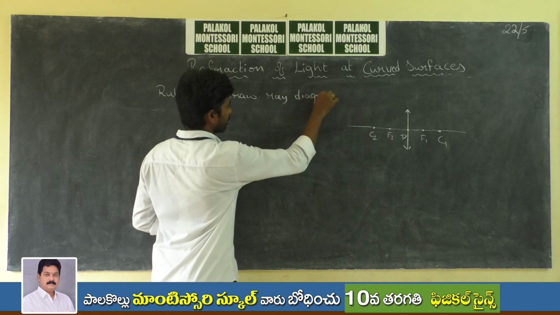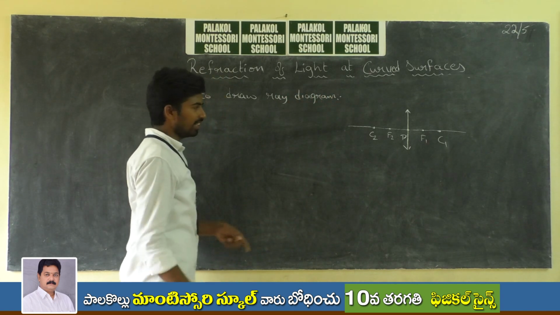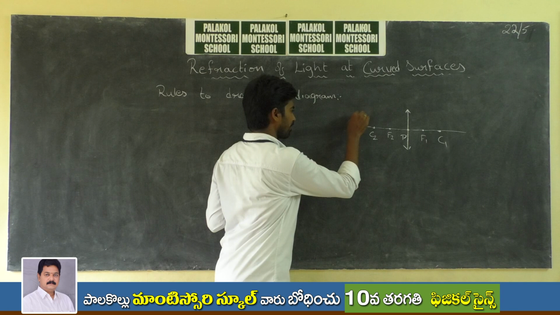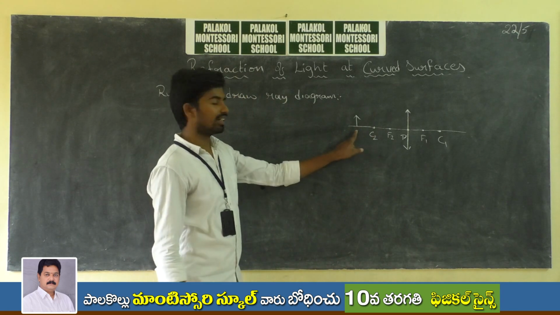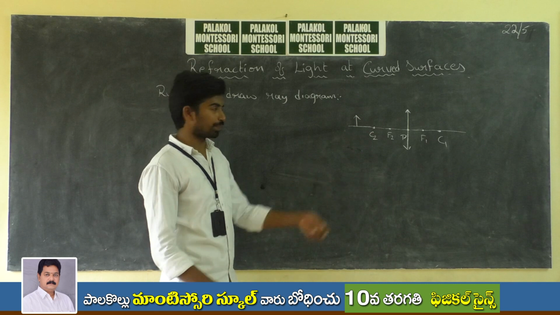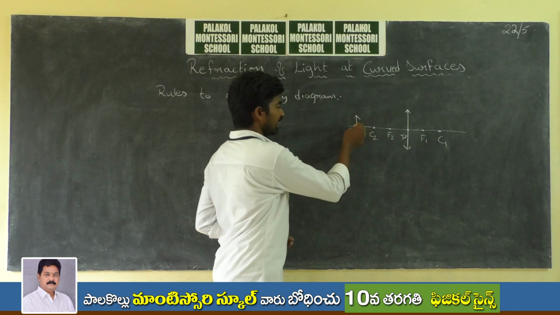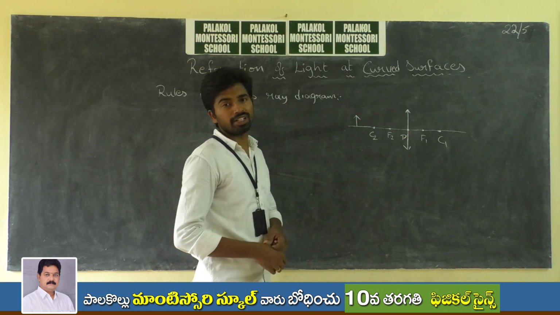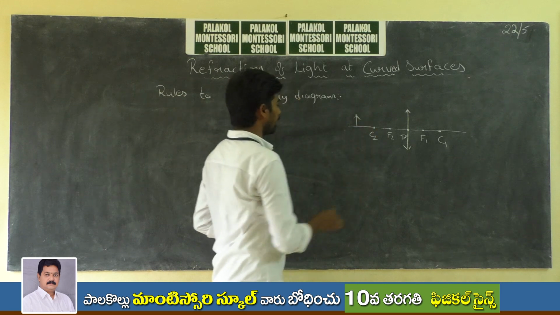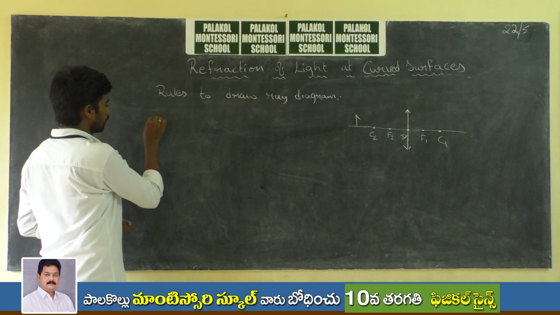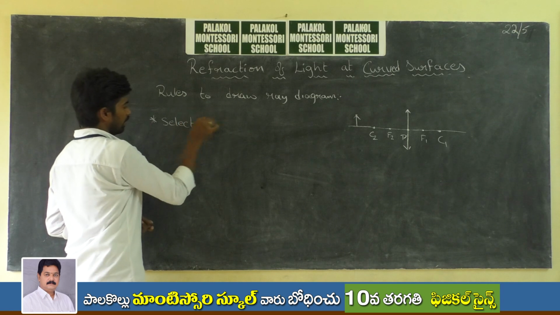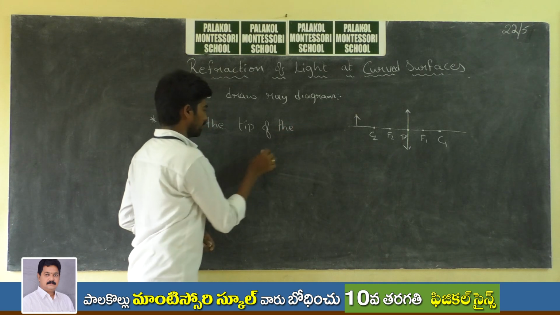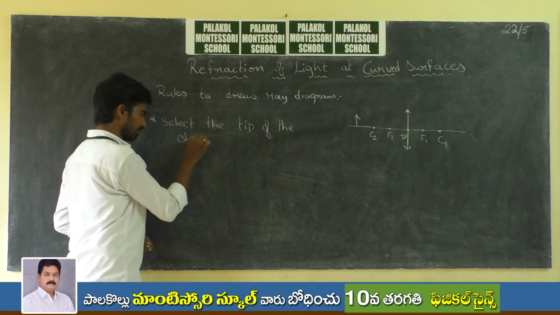To explain these rules, I have considered a convex lens and an object placed beyond the center of curvature C2. The first rule is, select the tip point of the object.